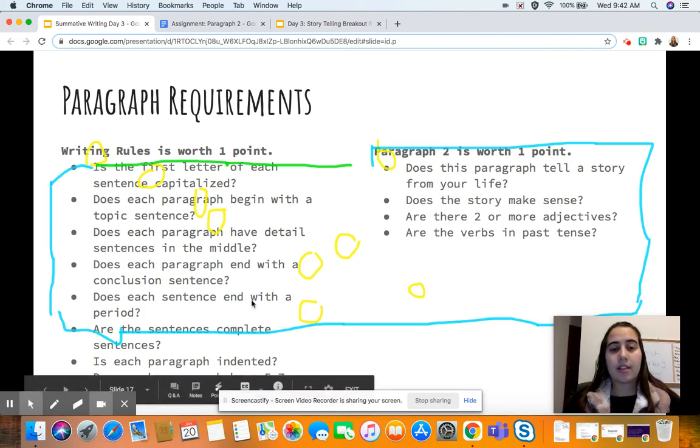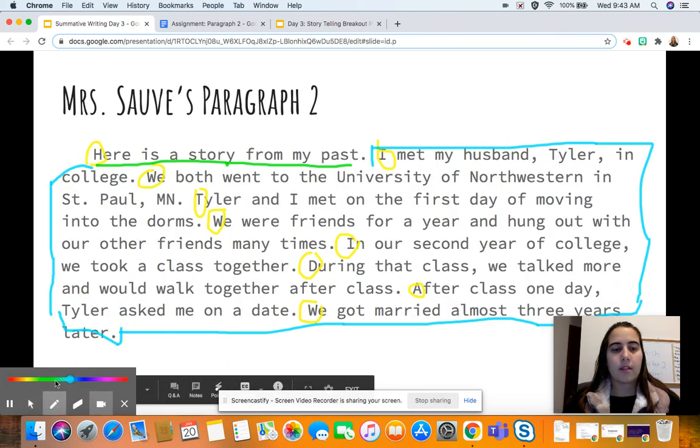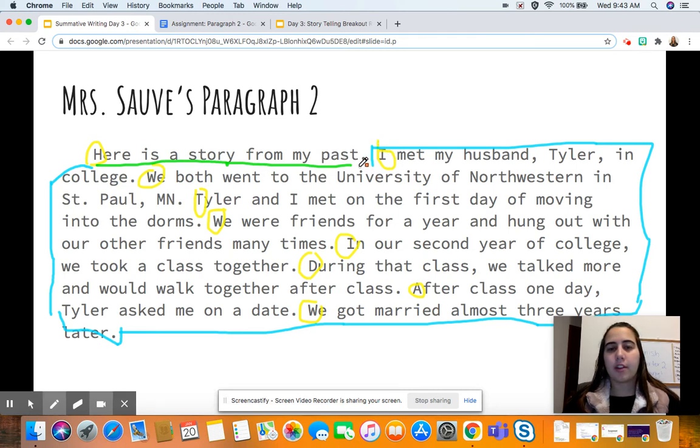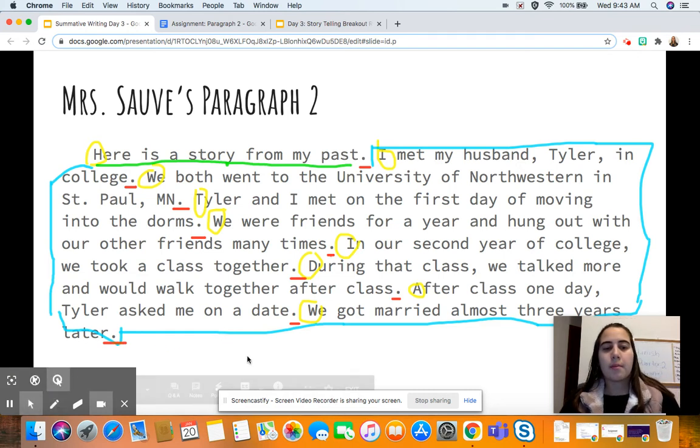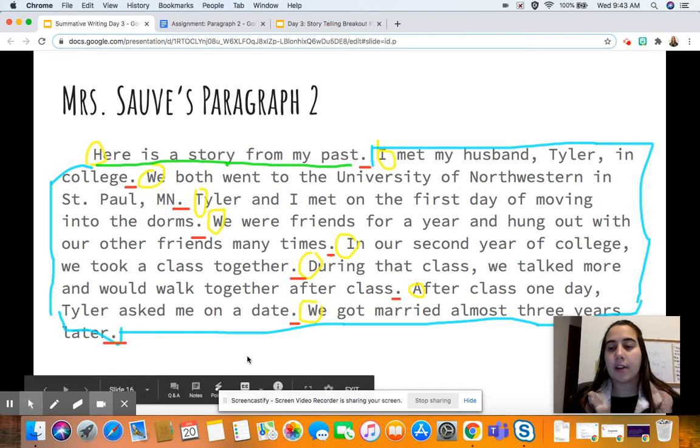Now let's look. Does each sentence end with a period? Okay, let's take a look. Right before every capital letter, there should be a period. So let's double check. Yeah, it looks like so far so good. Nice job. It looks like all of these end with a period, and you might use an exclamation point, and that's fine too. But the point is you need to have the period or exclamation point or question mark at the end.